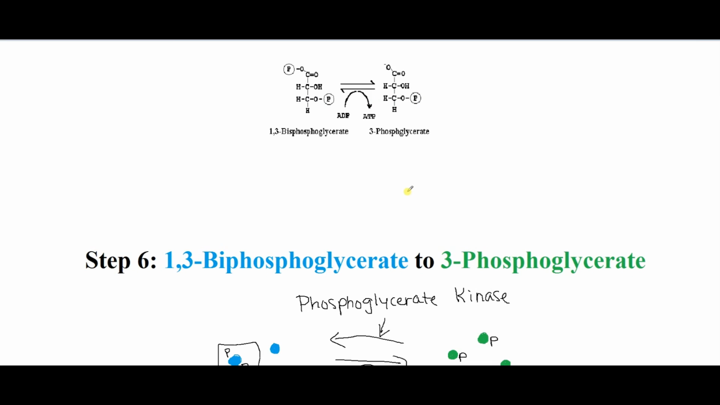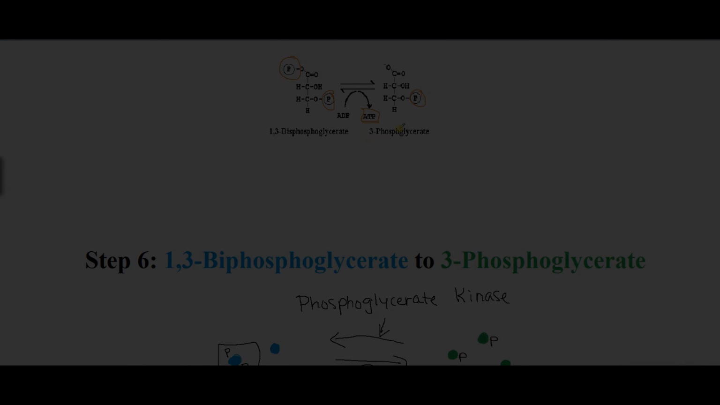Now a quick look up here, you can see we've got our 1,3-biphosphoglycerate, we've got our two phosphate groups. And here we're down, we've given up a phosphate, so we only have one phosphate left, and we still have this oxygen up here. So that's purely it, just giving up a phosphate to create energy, 1 ATP per molecule.